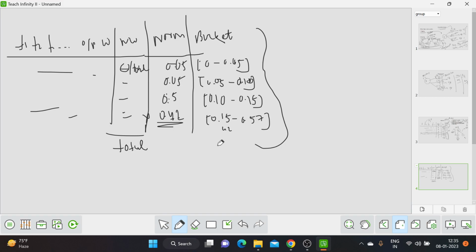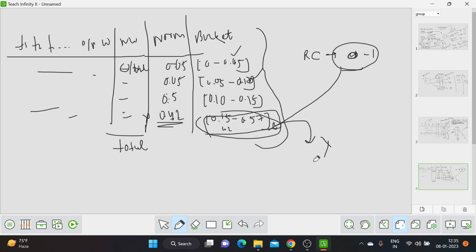Now the system will randomly generate one number, suppose from 0 to 1. The randomly created number has the highest probability of coming in the bucket with the largest range, so the maximum probability is that it falls in the bucket of the wrong output. So I will find this is my wrong output, and I will send this wrong output to my next weak learner.